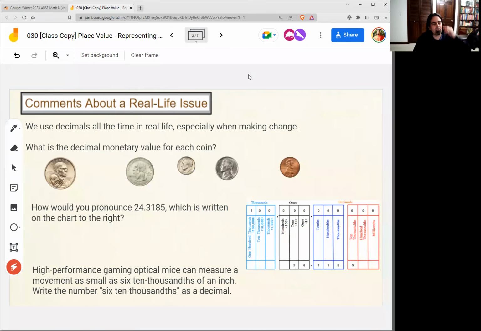Okay, let's get started. So we use decimals all the time in real life, especially when making change. So if I wanted to write the decimal value for each coin, then that should be really easy. Like for a quarter, that's just 0.25, 25 cents. If it helps you to write a dollar sign and a zero, you can, but we don't need to.